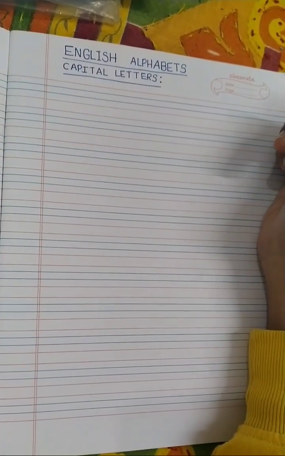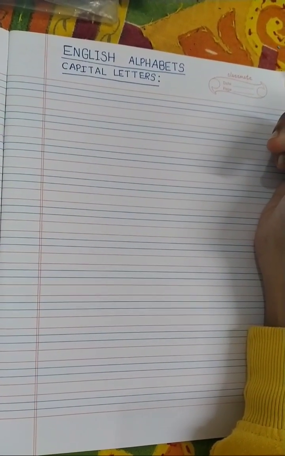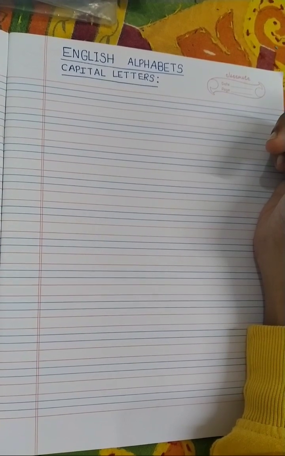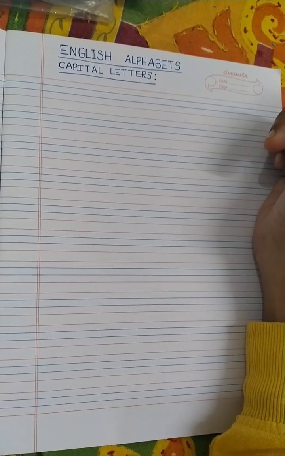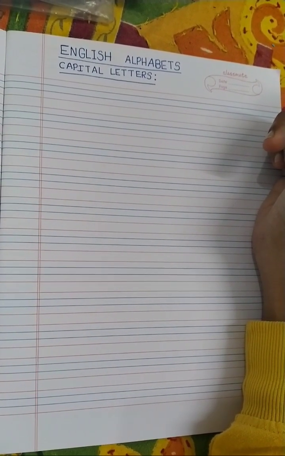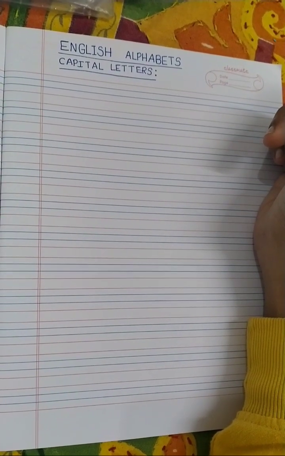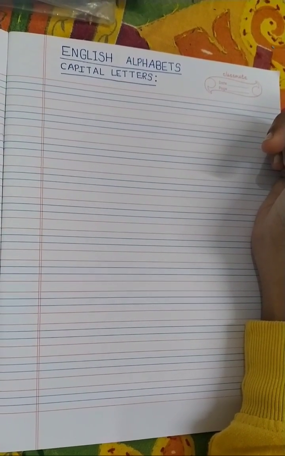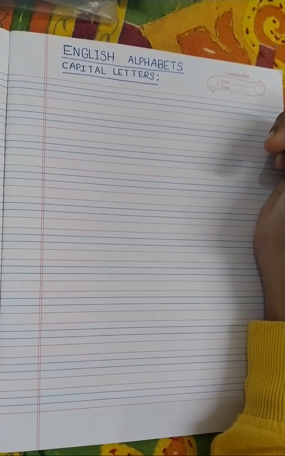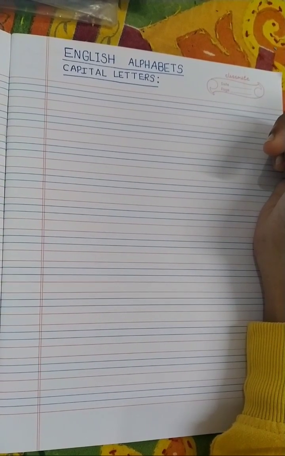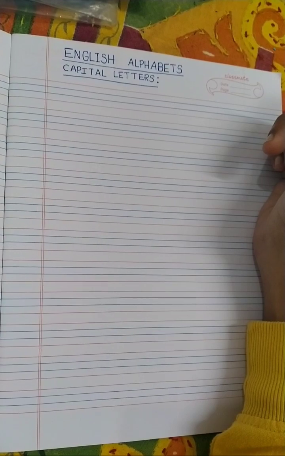Today we are going to discuss English alphabets, capital letters. Before you start teaching English alphabets, the kid should have a clear idea about the English notebook, where he is going to do his writing practice. English notebook is a 4-line notebook where you can see 4 lines.